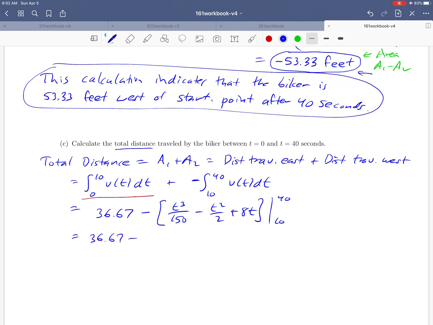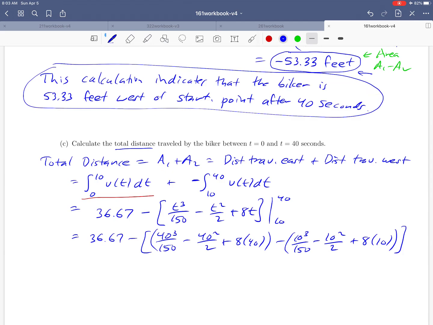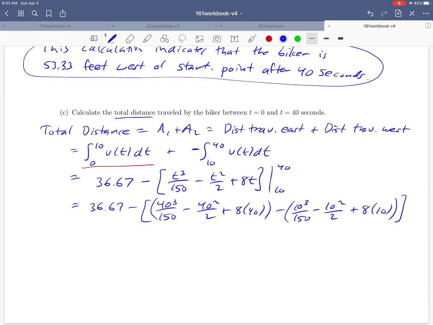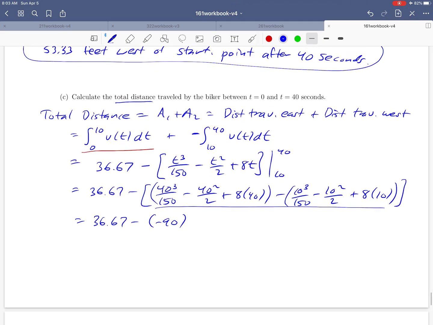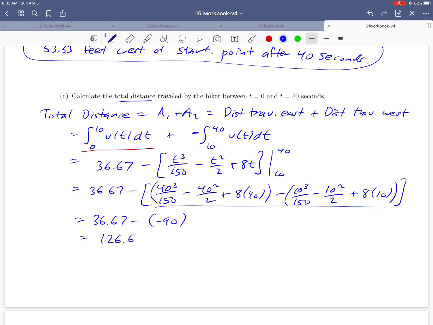So let's see what happens here. Plugging in 40 for all of our t's is going to give us that. There's our upper limit, and our lower limit this time is 10. That's a lot of writing, and at this point, you'd probably go to your calculator. I'm just going to show you what this should end up being. You can check my calculations here. 36.67 minus, and if you do all of this calculation in the brackets, what I'm hoping you'll end up with is a negative 90 there. So 36.67 minus negative 90 works out to be 126.67 feet. And that should be the total distance traveled.